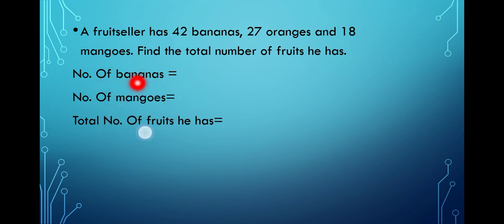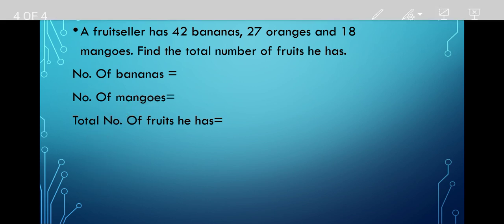Okay, so number of bananas is how much? You will write here 42. So number of mangoes, you will write here 18. Here again I skipped one thing, that is number of oranges is not written. So before writing that we have to write here number of oranges.